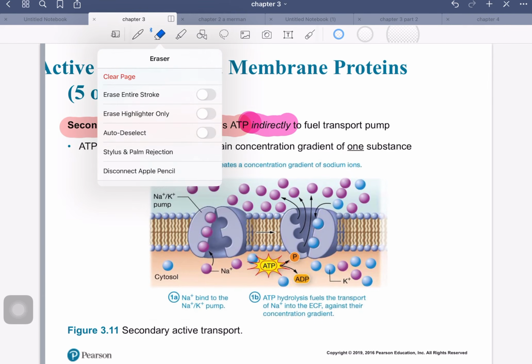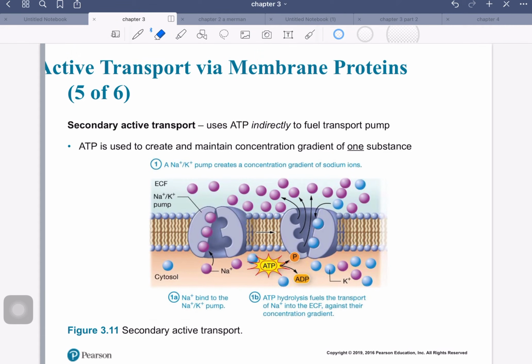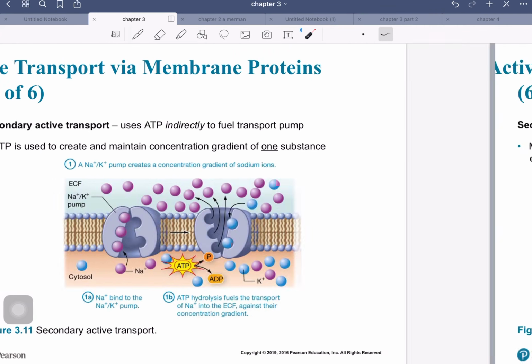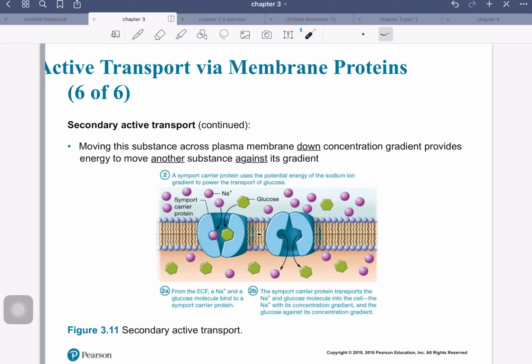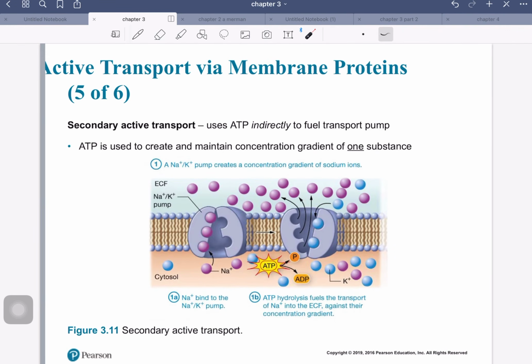Now, let me clear this off. So ATP is used to create and maintain a concentration gradient of one substance. And then what happens is, once I've created that gradient, there'll be another process that will take advantage of that gradient in order to transport things. So moving one substance across the plasma membrane down its concentration gradient provides energy to move another one against its concentration gradient.